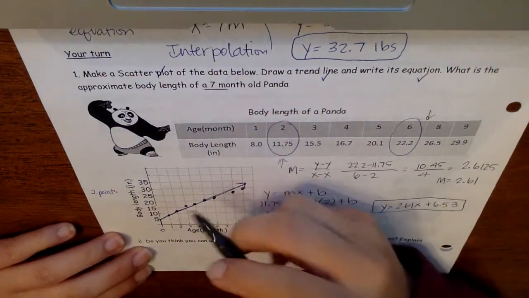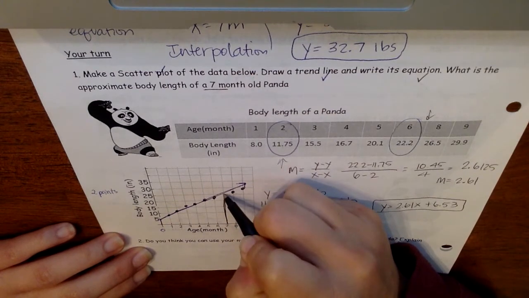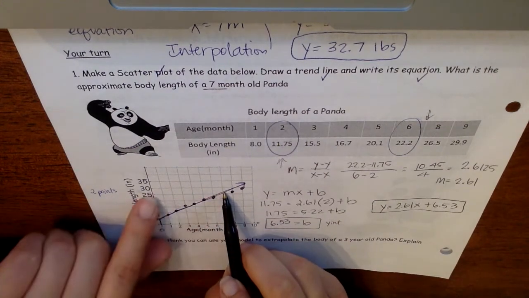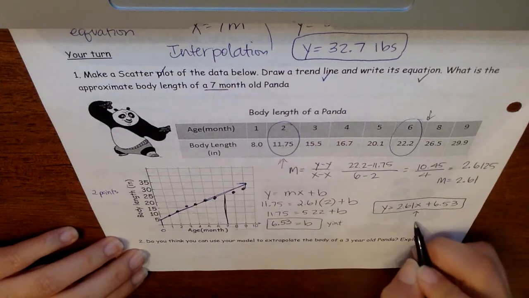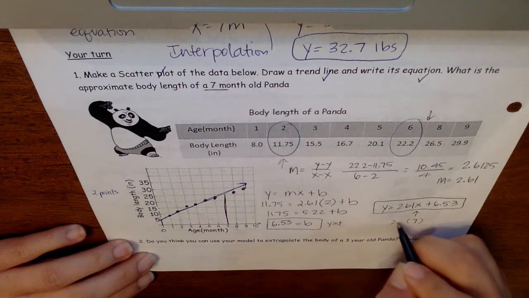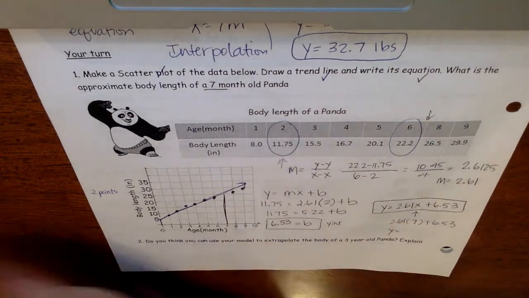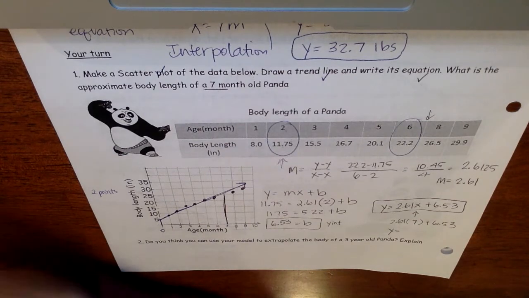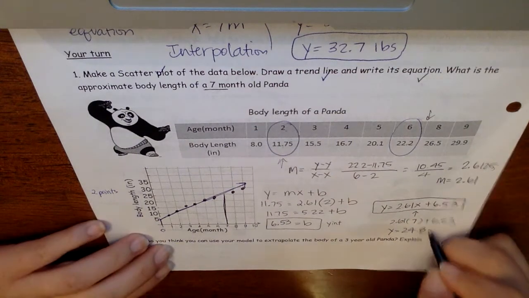7-month-old. So again, you could use your trend line to go up here to 7, and it looks like it's going to be above 25. If I go over here, it's going to be a little bit above 25 inches. Or I can plug a 7 into my x and see. So I'm going to do that. 2.61 times 7 plus 6.53. And it is 24.8 inches.